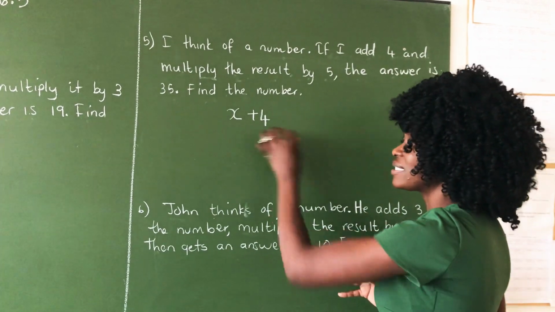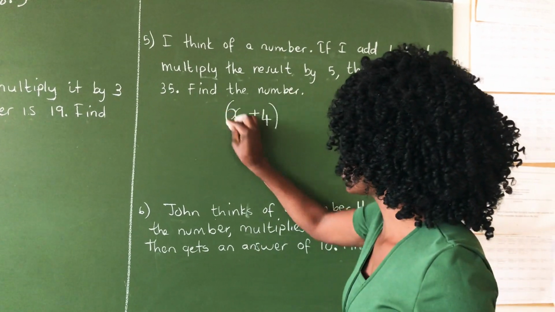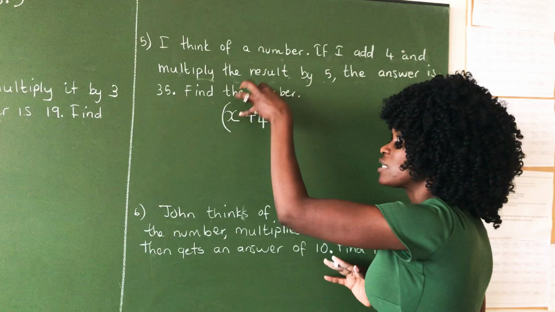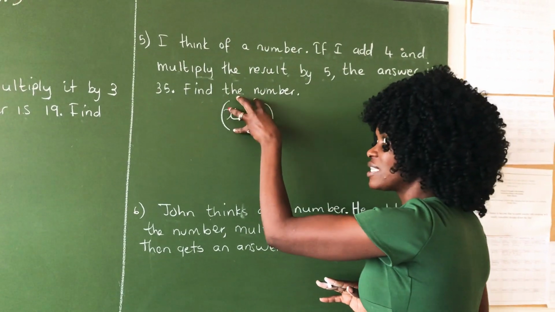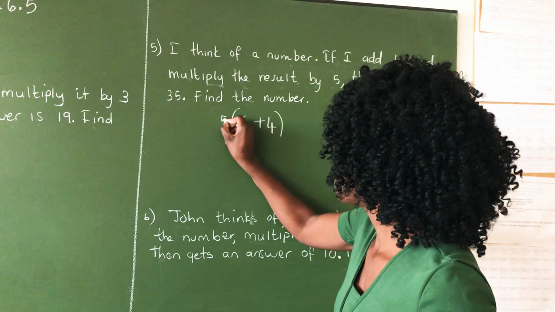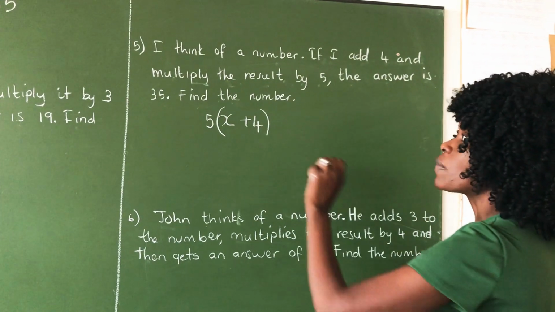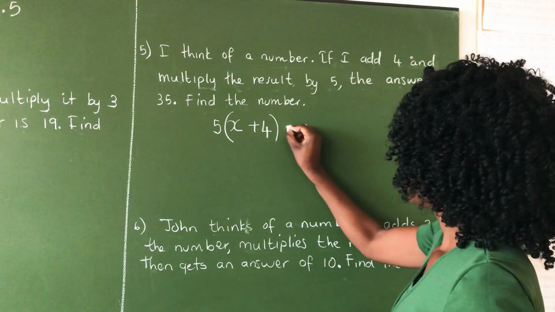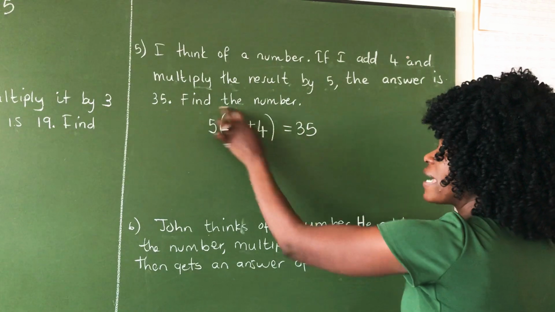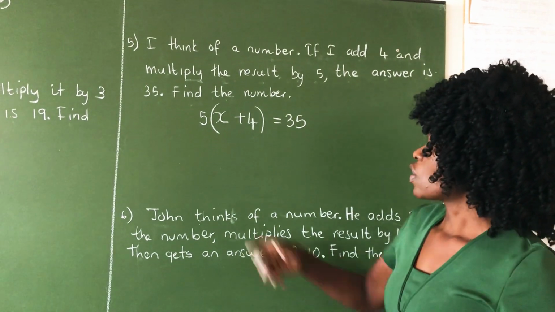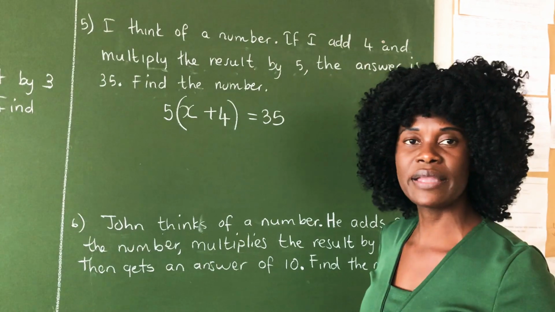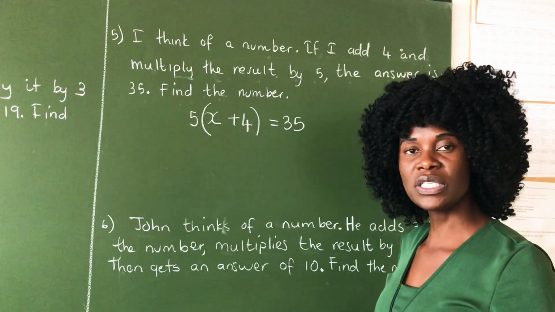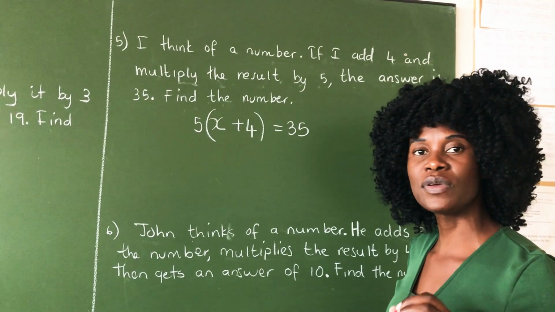Now in this case, since these are unlike terms, we have to introduce the brackets. Why am I introducing the brackets? Because we should first get this sum, and then it's this sum that we are going to multiply by 5, according to that statement. So multiply the result by 5, the answer is 35, equals 35. Find the number. Now, considering that this linear equation has brackets, we need to first multiply out brackets. To multiply out brackets, we must use the distributive property.